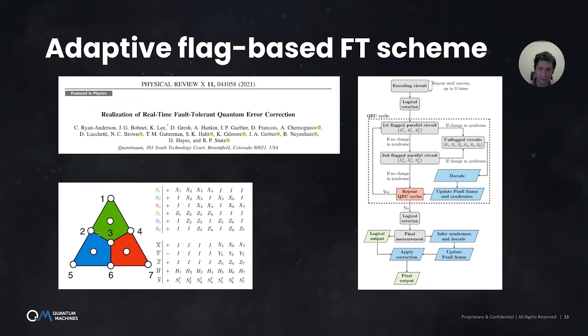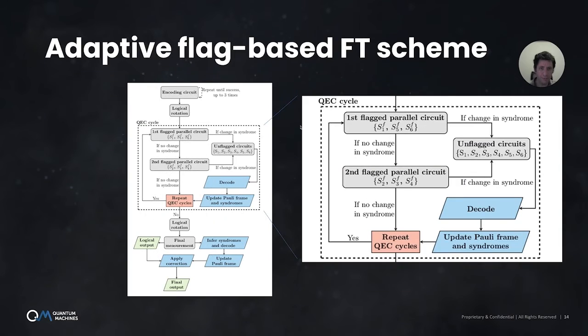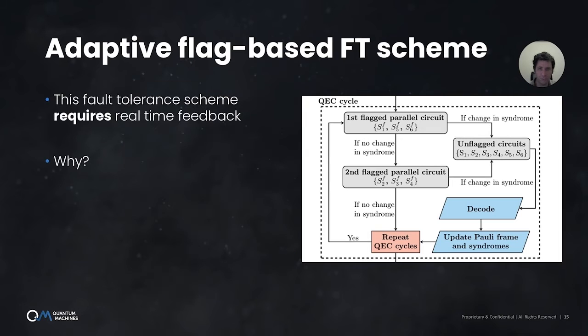Here we're looking at the Honeywell experiment where they've realized a distance 3 color code in trapped ions. And here you basically see the flowchart. So let's see it in a bit more detail. Here you see the error correction cycle, and the first thing you notice is that there is branching. Based on the syndrome measurements in this first flag parallel circuit part, we will either move to the second flagged parallel circuit part or to the unflagged circuit part. So what we need here is real-time branching and a decision on which circuits we want to perform.